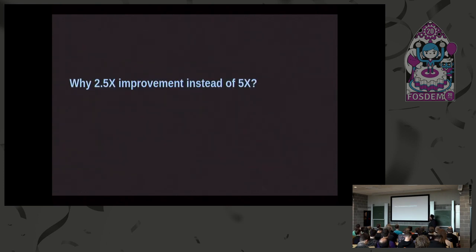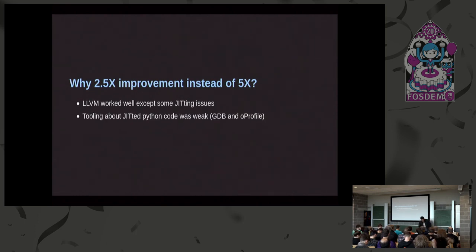Why didn't they reach the 2.5 times? They reached 2.5 times, but not 5 times. Because this project was from 2009, LLVM wasn't that good at just-in-time compilation, and they had some issues with that. And LLVM's JIT code doesn't work well with GDB.